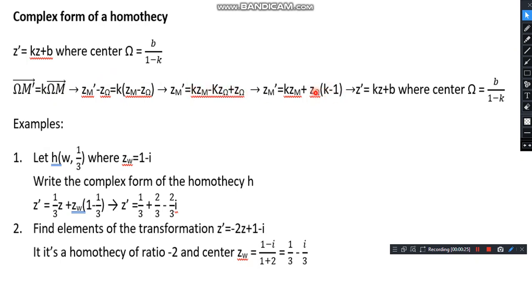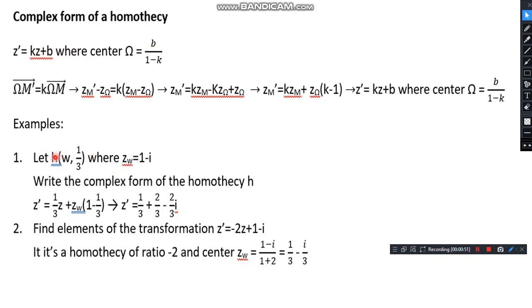So it's the same thing as we did in rotation, but the difference is that in rotation we had the angle e^(i alpha), while here we have a real number k. So the complex form of a homothecy is of the form z prime equals kz plus b, where k is a real number different than 1, and z omega is b over 1 minus k.